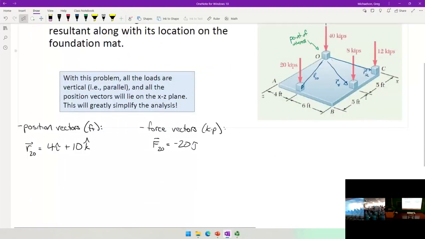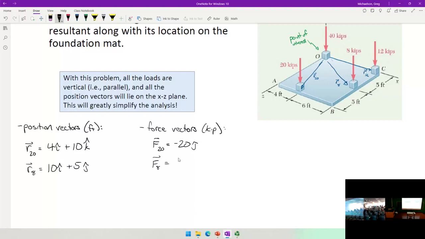All right, now let's keep going with this. So let's do R8. How far along do we go in the x-axis? 10. How far along do we go in the y? 0. And how about the z? 5. There we go. So we've got 10i plus 5j, and then we have F8 is negative 8j.